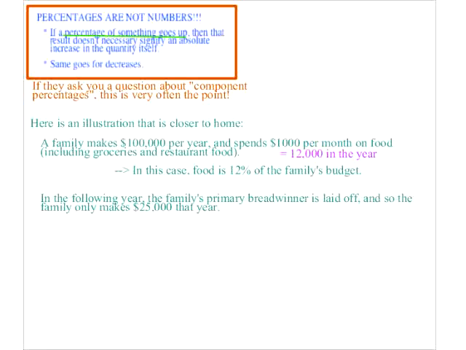So 12% of the budget. Thanks for calling out the percentage, but if you said 1%, that also means you've got to pay attention to units a little bit more carefully, because they might switch you back and forth to make sure you're paying attention. It's more of a quant thing, but still, you never know when they're going to pull that on you. In the following year, the family's primary breadwinner gets laid off. The family only makes $25,000, so they stop eating out as much.